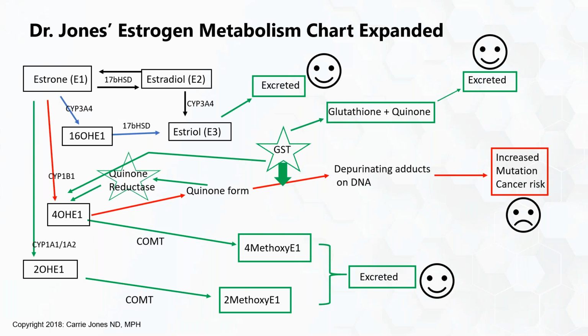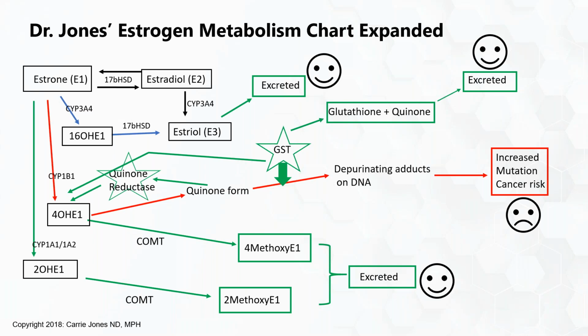If you look on the upper left-hand corner, you'll have your E1 and your E2. Along the left-hand side of the slide, you'll see there are 3 pathways you can choose from: your 2, your 4, and your 16 hydroxy pathways. If you keep going across the slide to the right, at the bottom, your 2 hydroxy and your 4 hydroxy can continue to follow the green through COMT, and they become methylated, and that's your phase 2 estrogen detoxification. That gets excreted healthy, and you can see a smiley face.